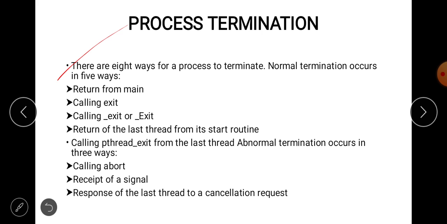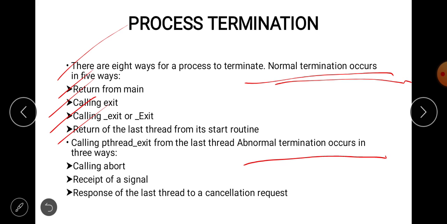The first five are normal termination: return from main, calling exit, calling _exit or _Exit, and return of the last thread from its start routine. These first five belong to normal termination, whereas abnormal termination occurs in three ways: calling abort, receipt of a signal, and response of the last thread to a cancellation request.